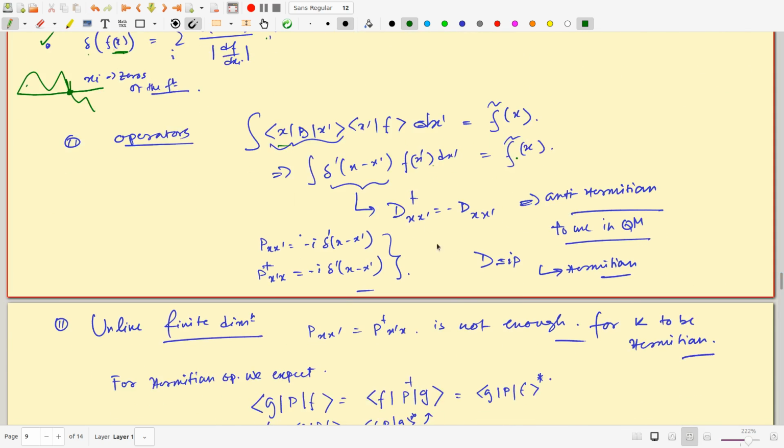So now that we have established that, in order to see the hermiticity property, we have to take a dagger on it. If I take a dagger, the x and x prime exchange and pick up a minus sign. So that means this derivative operator is an anti-Hermitian operator. But we want a Hermitian operator. So then what can I do? I can put an i in front and define a new operator called P. So this P(x, x prime) and P dagger (x, x prime) is now the same thing.